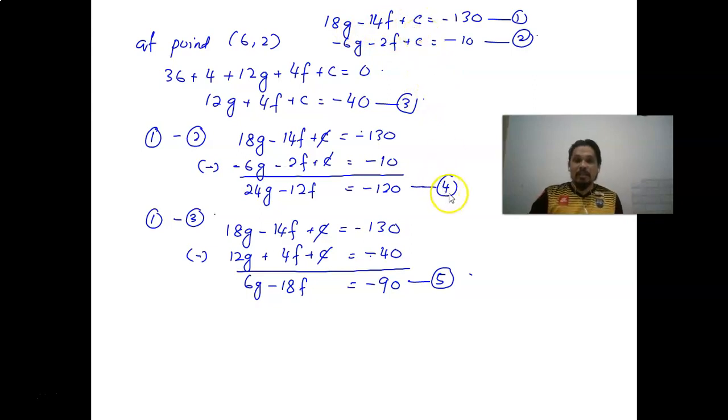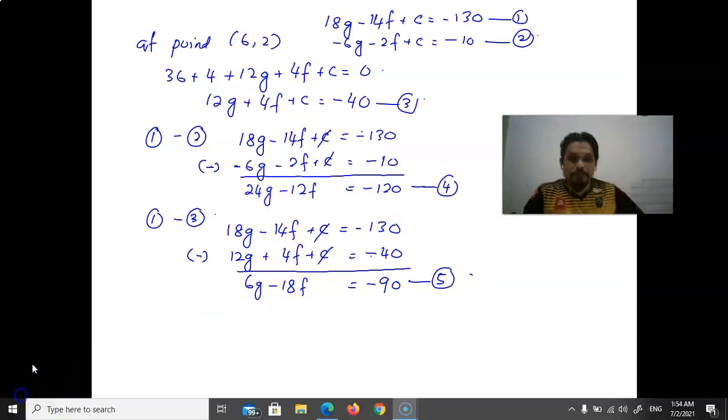Okay, so just now we have equations 1, 2, and 3 with 3 variables of g, f, and c. Let's take a look at this now. We compare equation 4 and equation 5. Now there are 2 equations with 2 variables of g and f. I'm trying to think how to eliminate one of the variables when we have 24 and 12, 6 and negative 18. Okay, I get an idea.